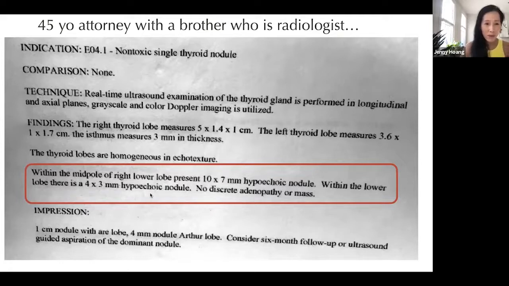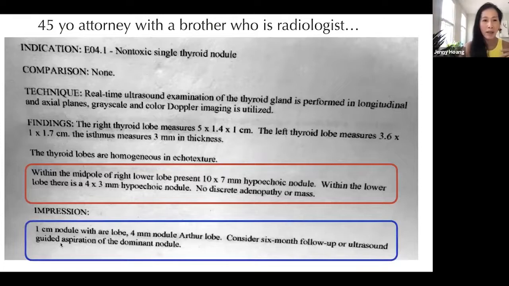Now, for everyone that reports and acts on thyroid nodules, you know that this is not sufficient. You can't make management decisions on this, but yet this radiologist has, and has recommended that this nodule, with some typos, there's an Arthur lobe apparently in the thyroid. I had no idea about that. And has recommended that we can consider a follow-up, or we can consider an FNA of that nodule. And so I hate to say it as a radiologist, but this is a really bad report.